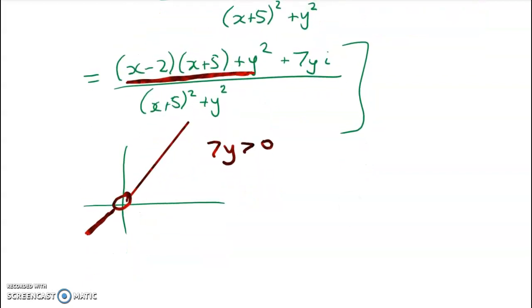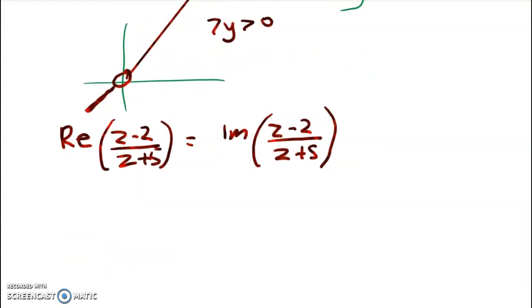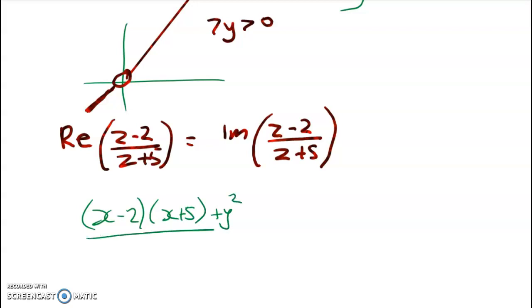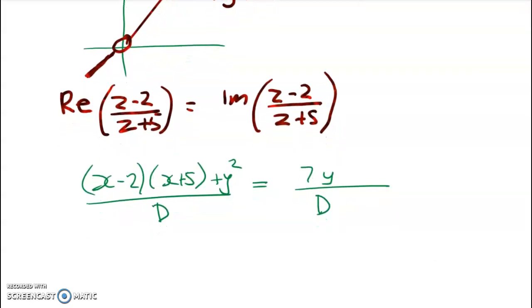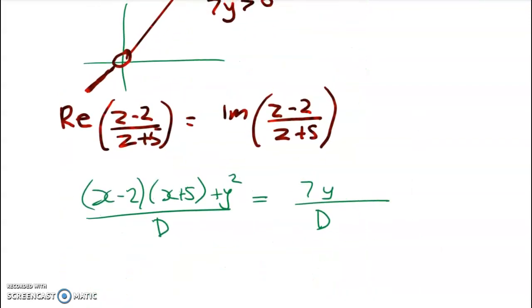So that means that the real part and the imaginary part must be equal. So the real part of (z minus 2) over (z plus 5) has to equal the imaginary part. And we can ignore the denominator because it's equal. So we've got (x minus 2)(x plus 5) plus y squared over blah, blah is equal to 7y over blah, blah. And I'm just going to call that d for denominator. All right, so d is equal to (x plus 5) squared.